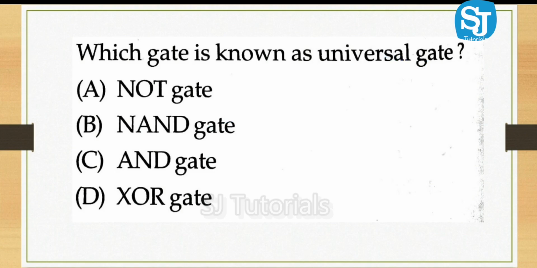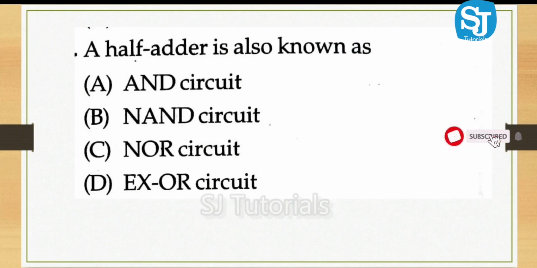Okay. Then next question. A half adder is also known as what? What is a half adder? It was discussed in the previous classes. Half adder is used to add 2 bits of binary numbers. Add only 2 bits. The full adder is used to add 3 bits. Half adder is used to add only 2 bits.